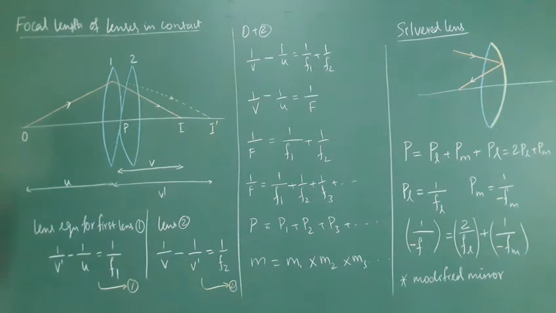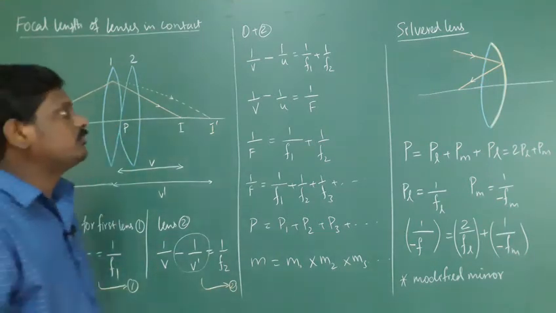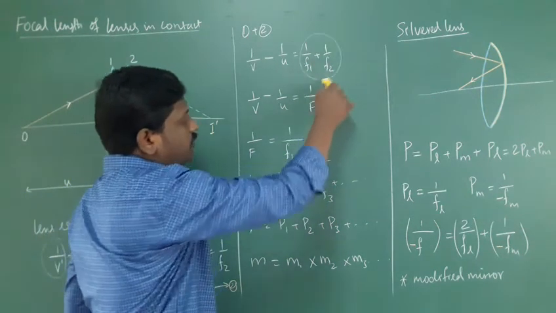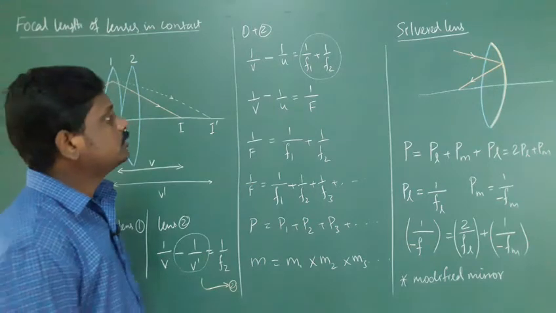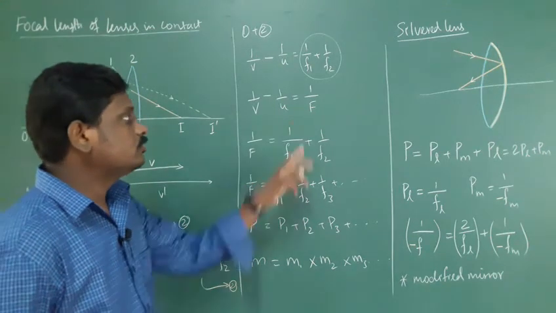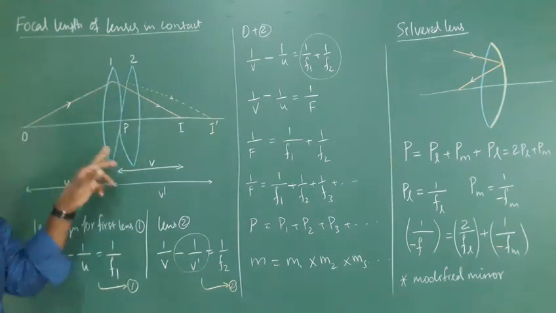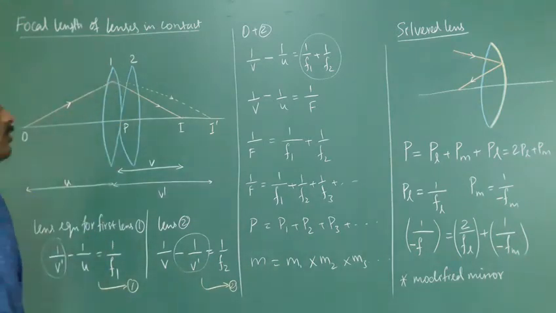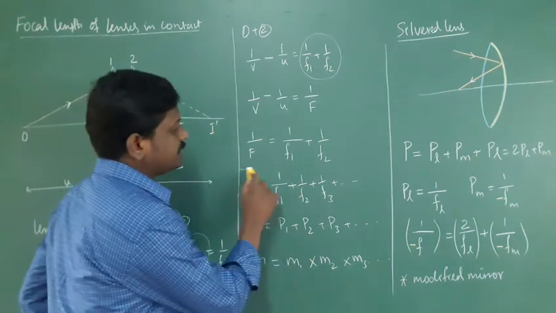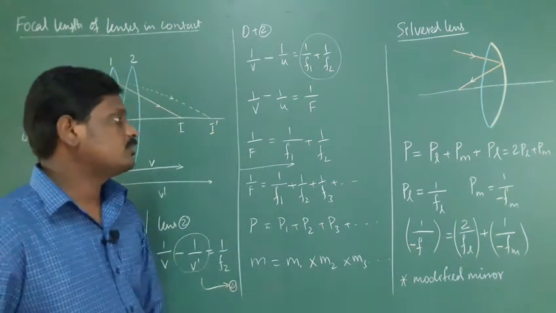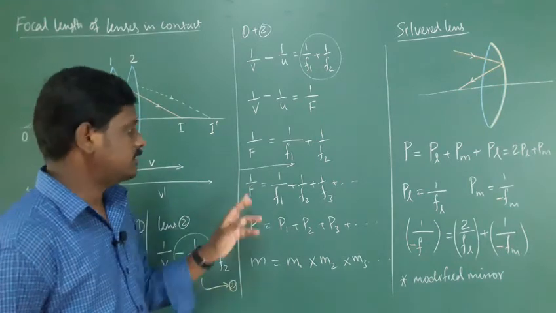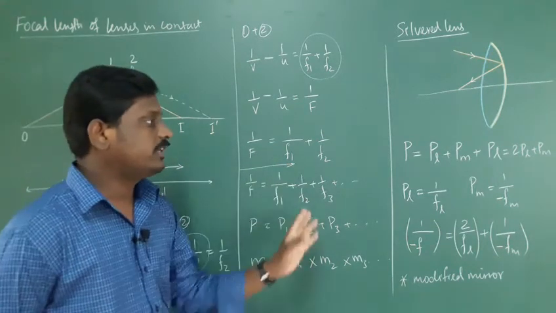Adding equations 1 and 2, we have plus 1 by V dash and minus 1 by V dash, which cancel. So 1 by V minus 1 by U equal to 1 by F1 plus 1 by F2. We take 1 by F1 plus 1 by F2 as 1 by F, so 1 by V minus 1 by U equal to 1 by F. Here F is the focal length of the combination of two lenses in contact. For two lenses, 1 by F1 plus 1 by F2. For n lenses, it is 1 by F1 plus 1 by F2 plus 1 by F3 and so on.